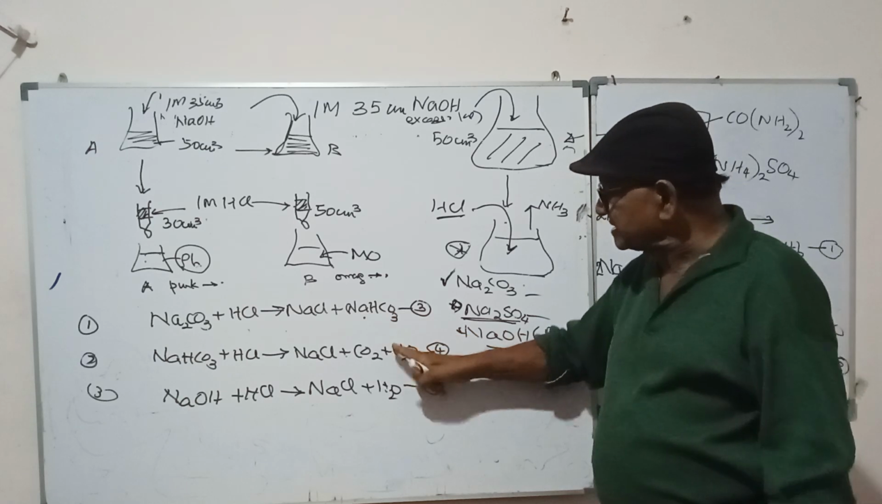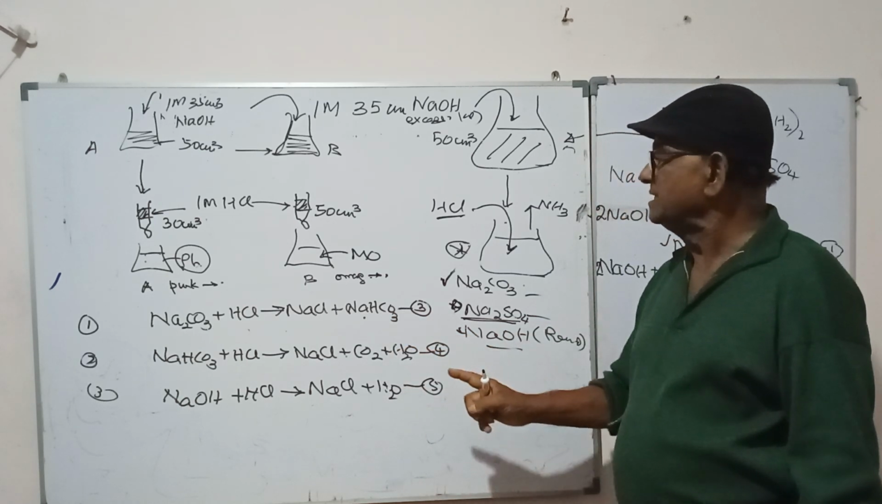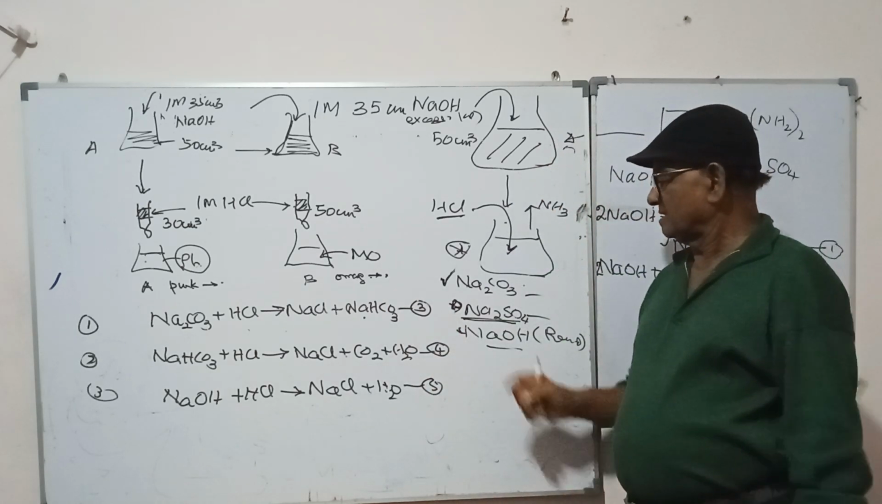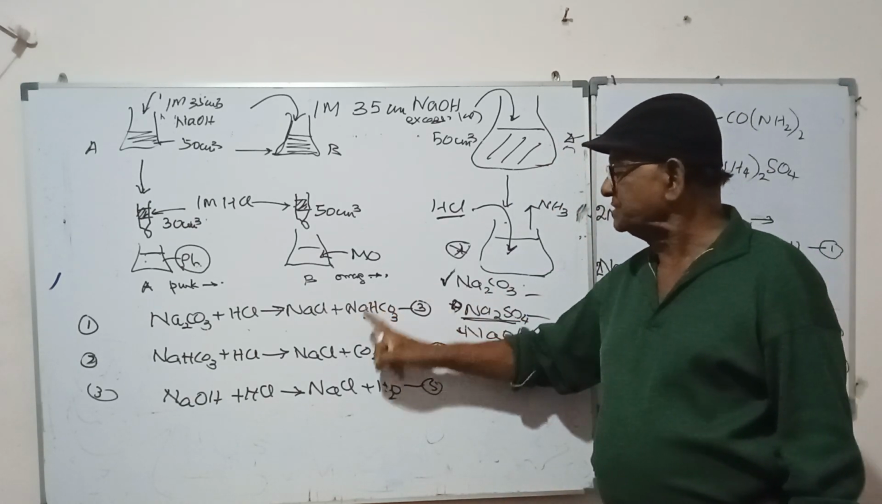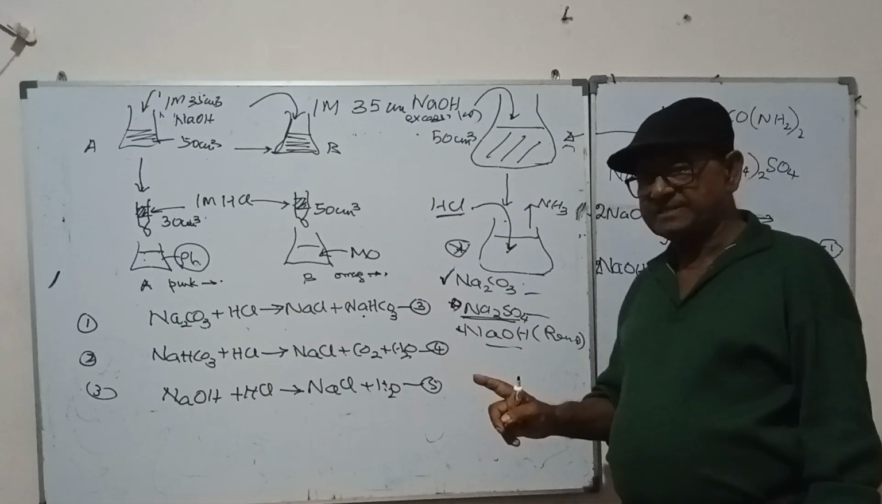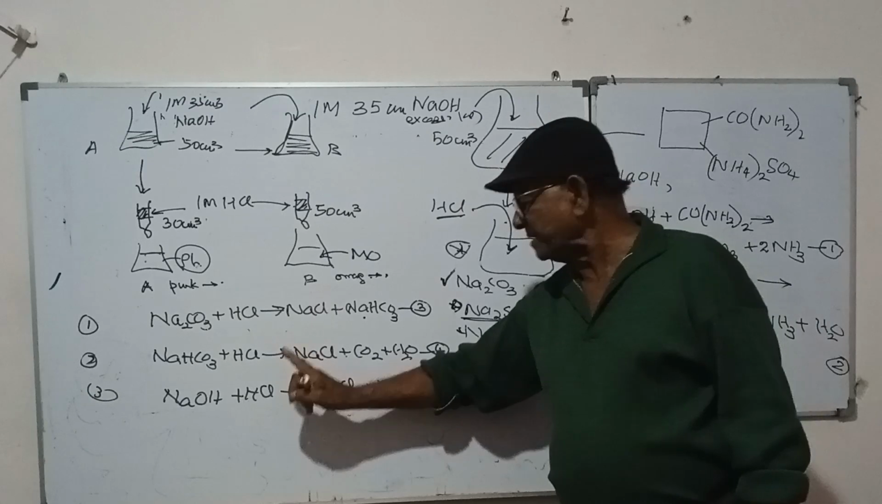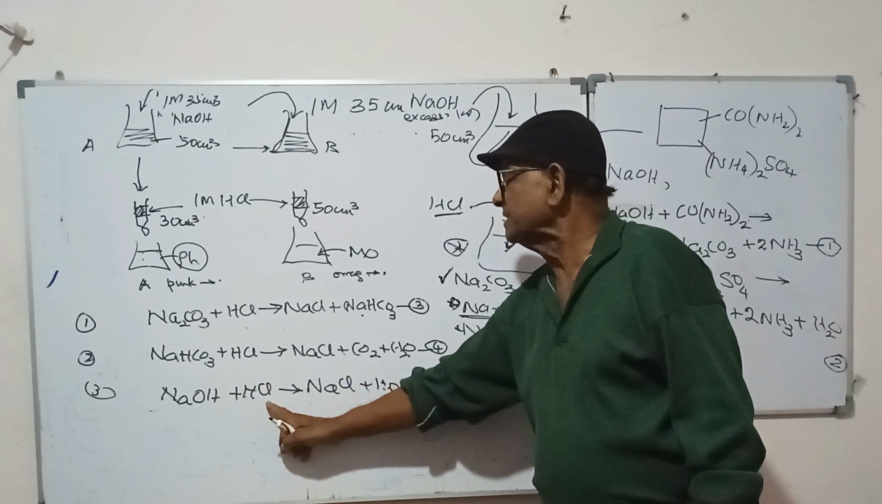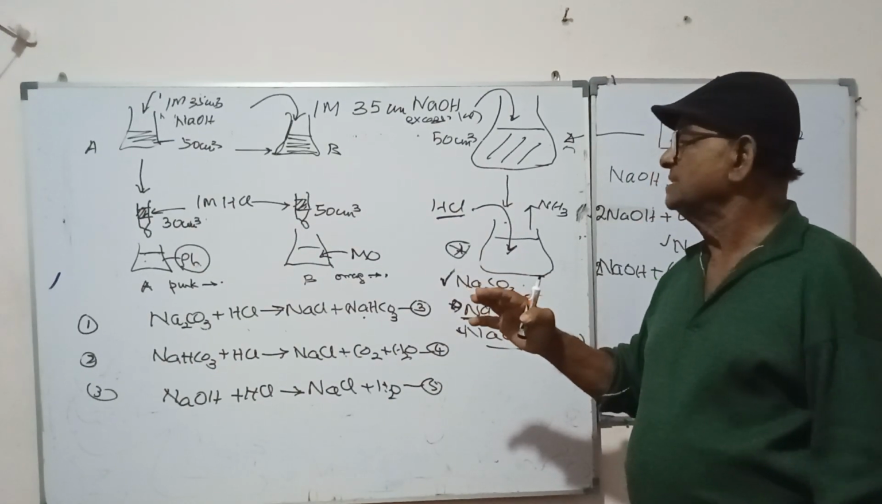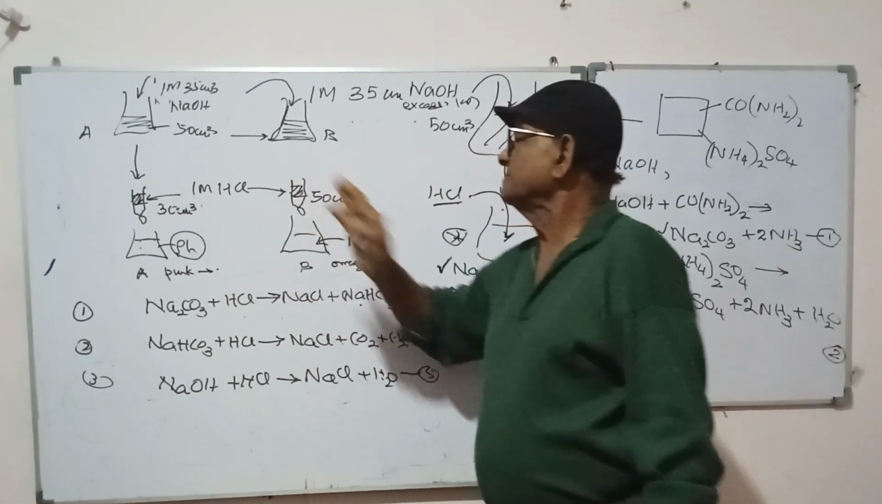These are the three reactions that should occur during the two identical titrations. Sodium carbonate reacts in two steps. There is no reaction with sodium sulfate. The remaining sodium hydroxide, NaOH, reacts with HCl. These three reactions should occur during the two titrations.